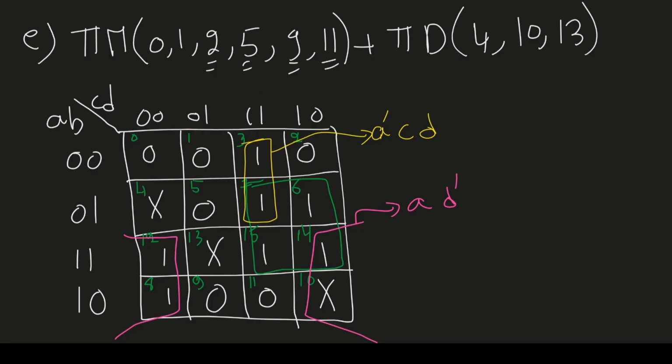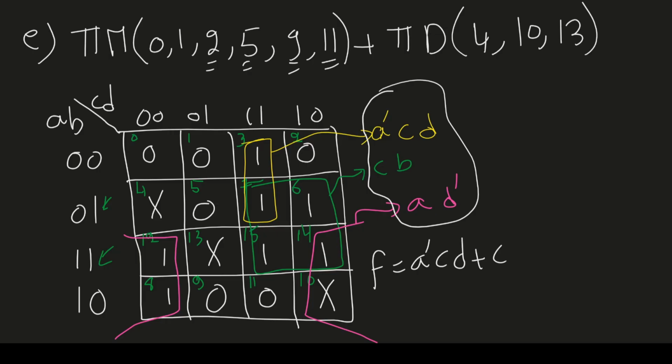And then for this group in green, looking at AB, B is not changing and it's 1. So this will give us B. And then also looking at CD, C is not changing and it's 1. So this will give us C. So now the Boolean expression will be the summation of these 3. So F will be equal to A prime CD plus CB plus A D prime.